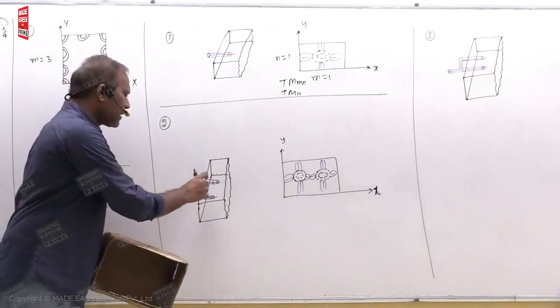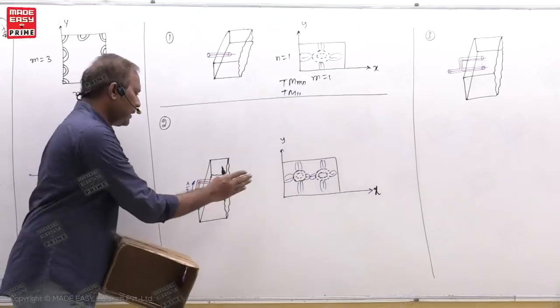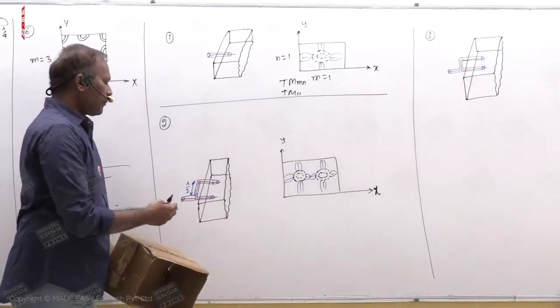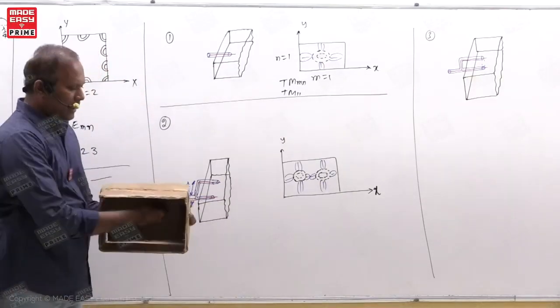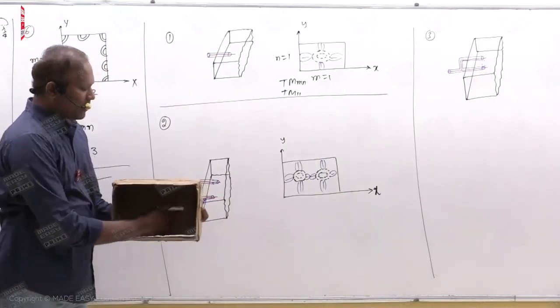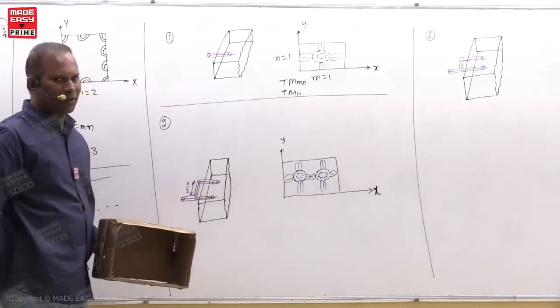And of course these calculations are there: the distance should be lambda by 2, then only without reflecting, the signal will enter into the waveguide. Here one and here one, the distance between them should be lambda by 2. Nobody will ask all those things.